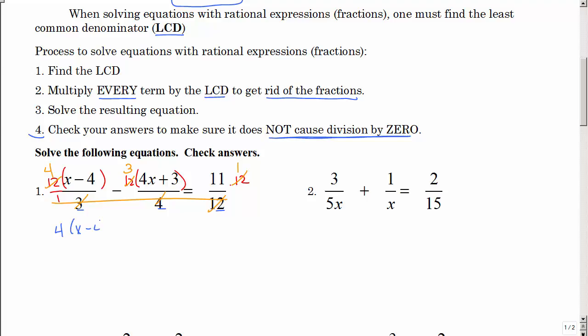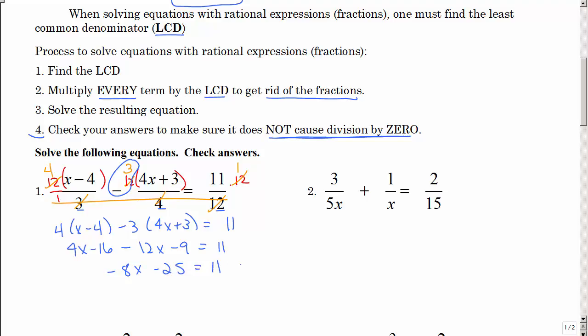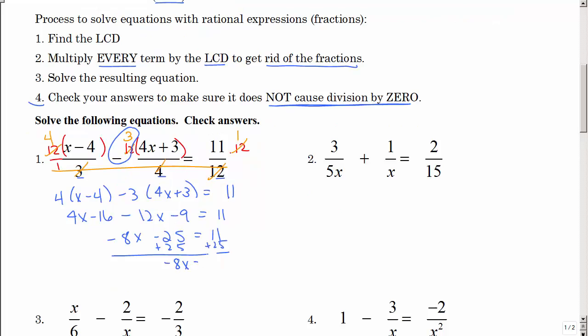We want to be careful here. I'm not going to distribute in the next step just to be safe, because I don't want to lose things like that. Now I'm going to distribute. I'm going to collect like terms. So we're going to have negative 8x and negative 25. We're going to add 25 to both sides. So let's see, I get negative 8x equals positive 36. If I divide by negative 8, I can reduce that. Let's see, they're both divisible by 4. So 4 goes into 36 9 times, giving negative 9 over 2.